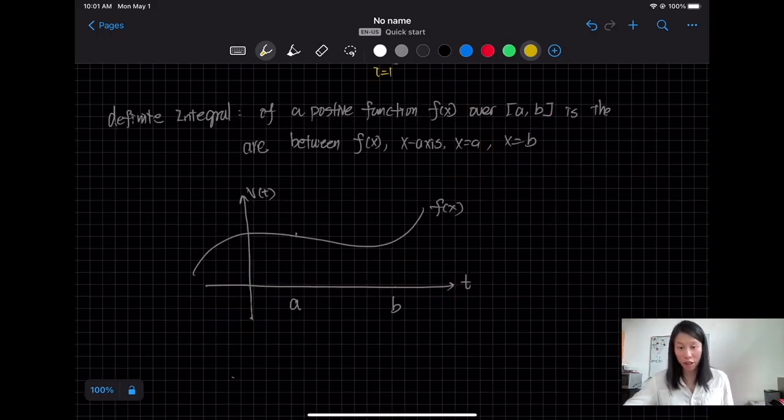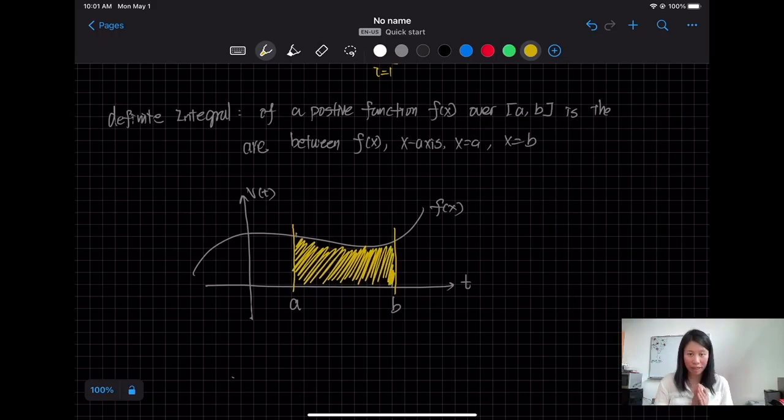So another definition is the definite integral. A definite integral of a positive function f of x over the interval from a to b is the area between f of x, the x-axis, x equals a, and x equals b. So in here you see the curve, and the definite integral is going to be the region from a to b bounded by the x-axis, x equals a, x equals b, and the curve. So this is the definite integral.